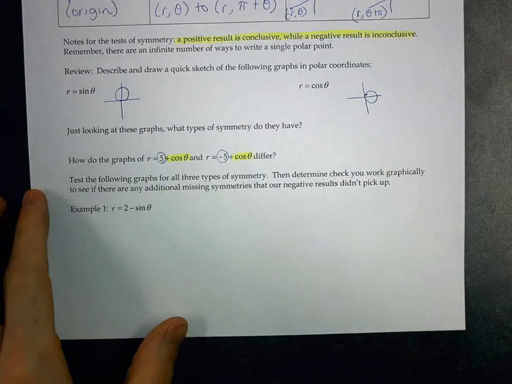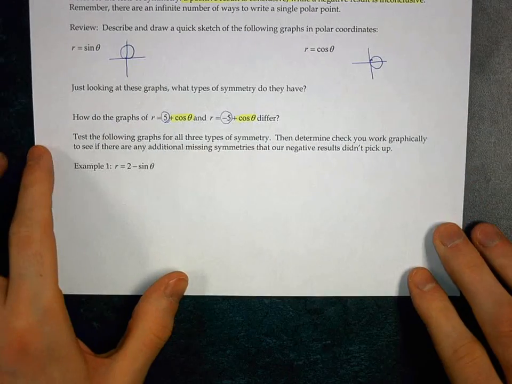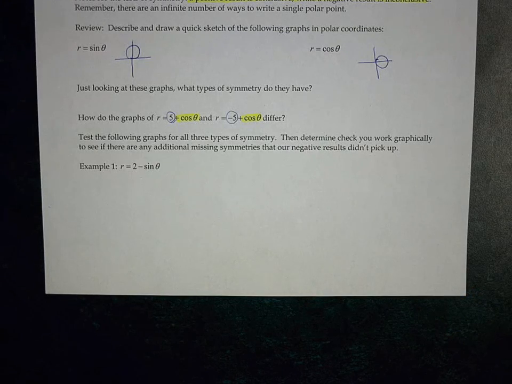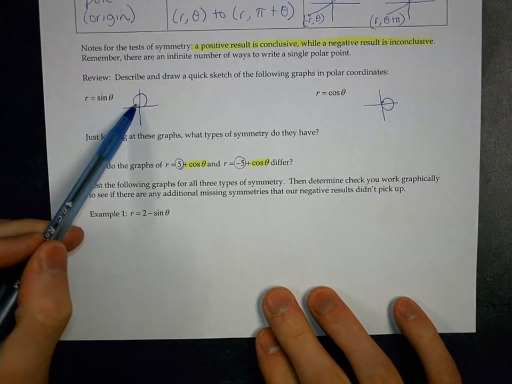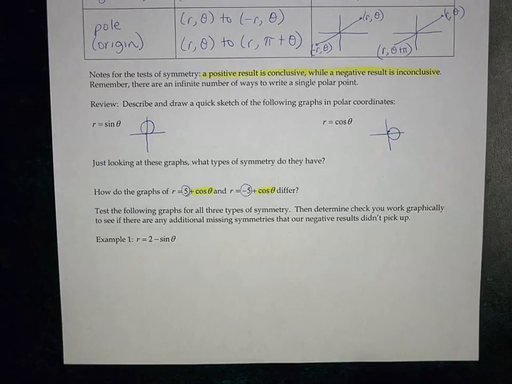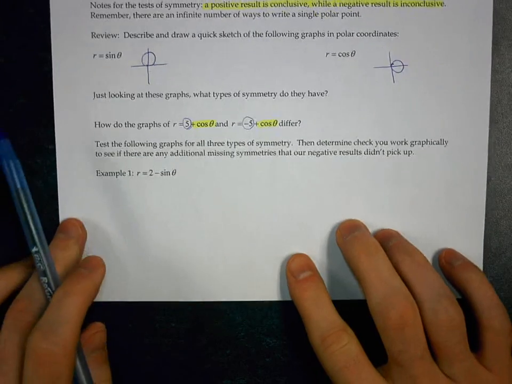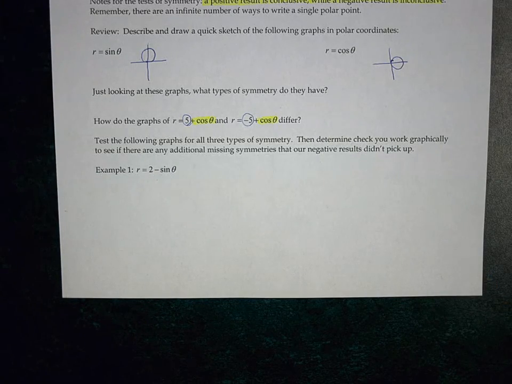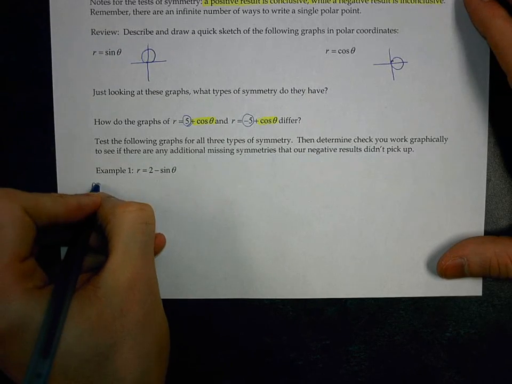So now what we'd like to do is a test for symmetry. And for this, we're going to test all three. r equals 2 minus sine theta. Now before I do anything, I know that the sine graph is reflected around theta equals pi over 2. So my first gut instinct is that this is going to be tied to theta equals pi over 2. But I need to just confirm that.